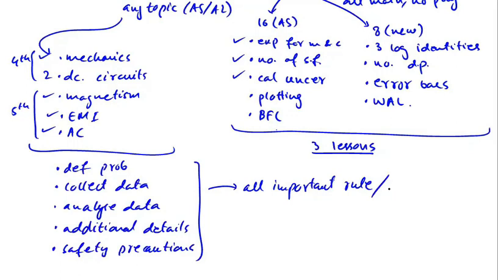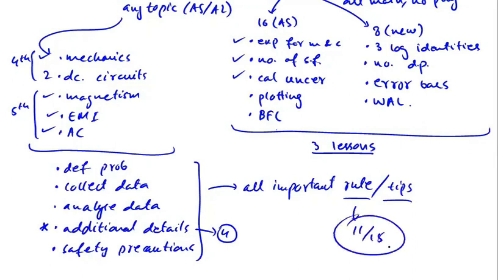Plus, I'll teach you some very important tips to write additional detail points so that you can always write at least 4 additional detail points in your plan, right? Okay, so students, after learning all these rules and tips, I'm sure that you'll be able to score at least 11 out of 15 in planning question.